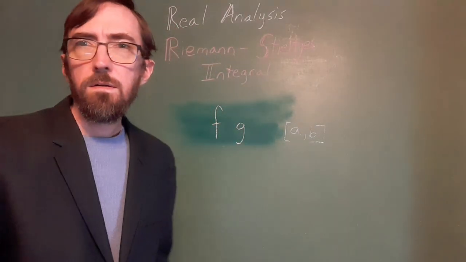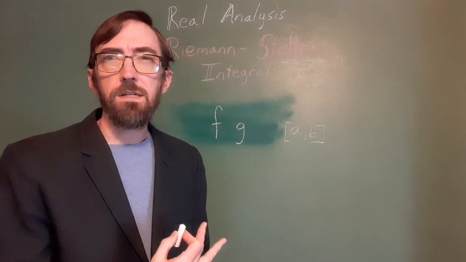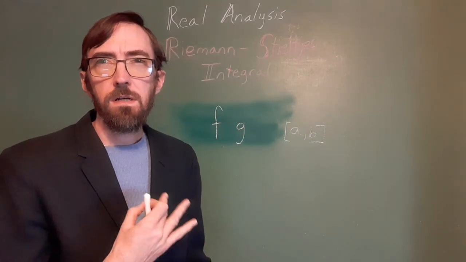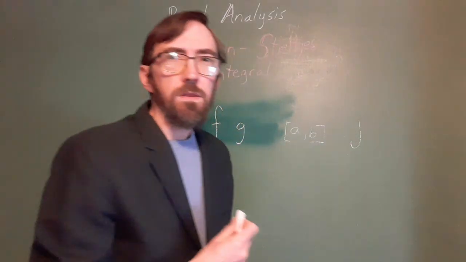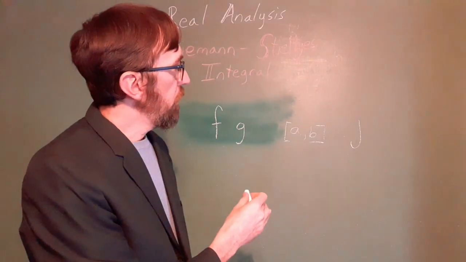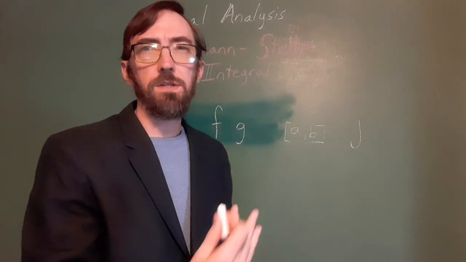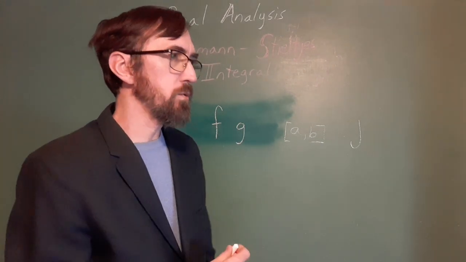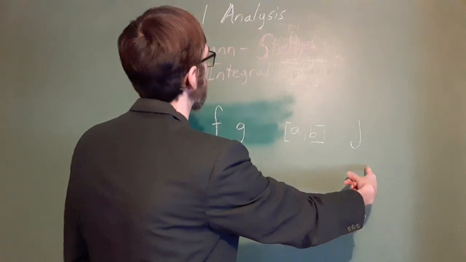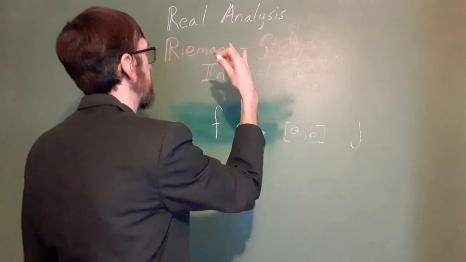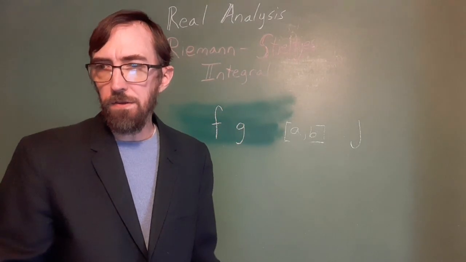So the next thing that is in the definition is this number J. Once we get to the end of the definition, and actually it's just outside the definition in the textbook, this comes from page 169. This J is what is really the Riemann-Stieltjes integral. So we build this up in pieces through the definition.